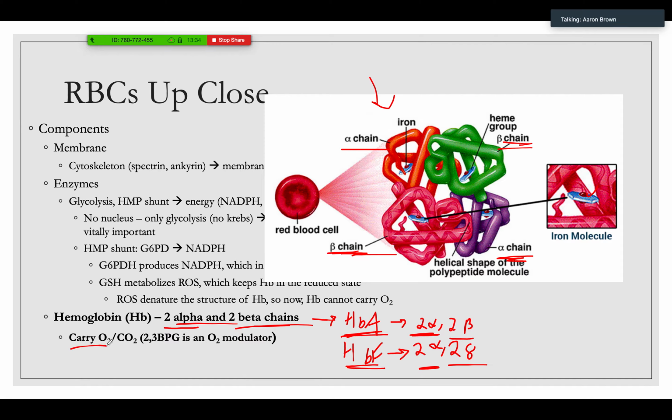Hemoglobin carries oxygen, it carries carbon dioxide, and there's this extra thing called 2,3-BPG, which is an O2 modulator. Essentially, 2,3-BPG is a byproduct of glycolysis. It's made in glycolysis. And when 2,3-BPG levels increase, it makes hemoglobin not want to bind onto oxygen. It makes hemoglobin let go of oxygen.